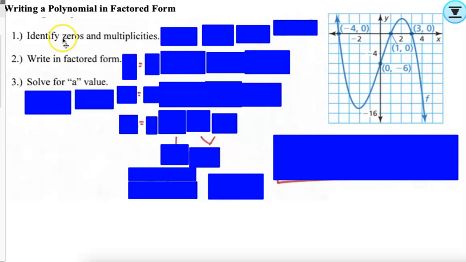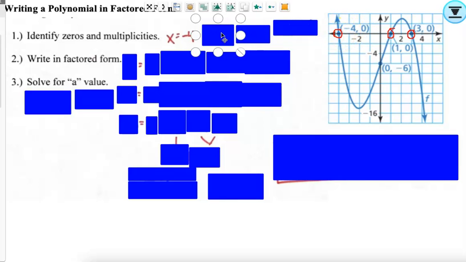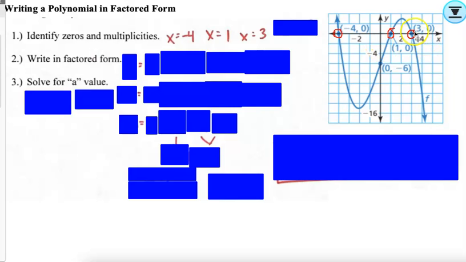First off, you need to identify any zeros and multiplicities. Looking at our graph, they gave me an x-intercept at a negative 4, an x-intercept at a 1, and an x-intercept at a 3. This graph is crossing, so it crosses, crosses, and crosses. So I know I'm not going to have any multiplicities. There was no bouncing. So I've got x equals negative 4, x equals 1, and x equals 3. Again, they're all a multiplicity of 1. They're all crossing.